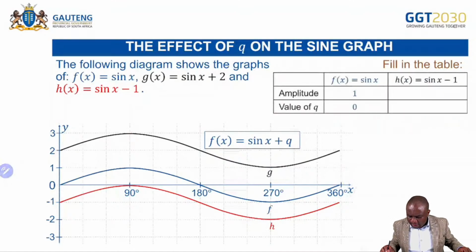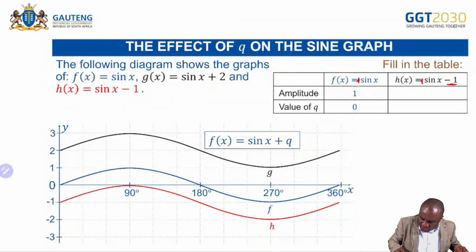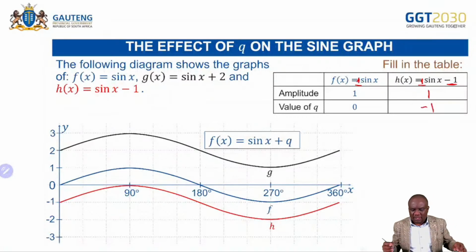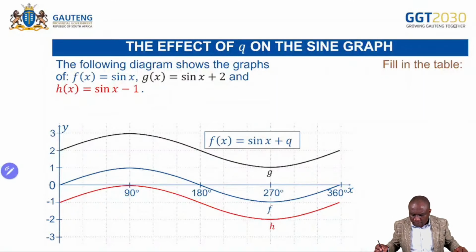Okay, now let's quickly go through the comparison between f of x and h of x. And then for h of x, q is negative 1. Does the amplitude change? No, the amplitude is not changed because our a here is 1 and our a there is 1. So the a value did not change. So the amplitude is not changing, still 1. And then the value of q there is negative 1. So do you see that the value of q does not affect the amplitude? We're talking about this red graph here.